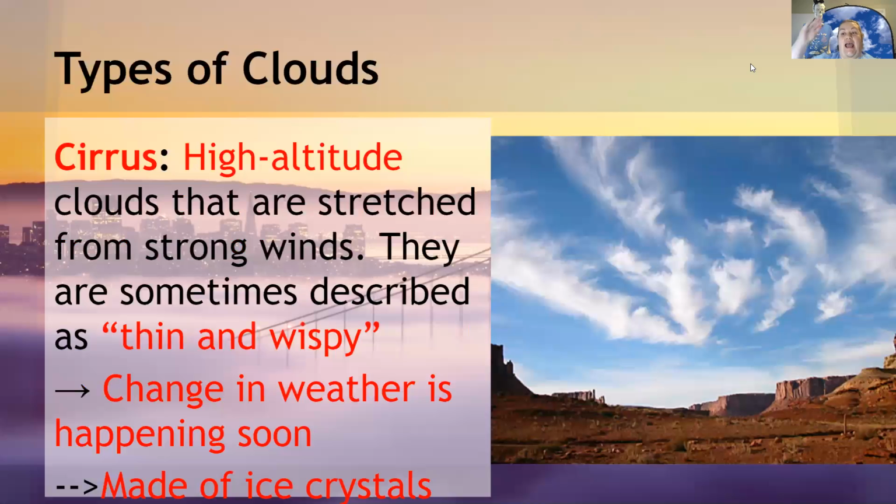Cirrus clouds, going higher up into the atmosphere. Cirrus clouds are those really high altitude clouds, and they're often stretched because of the wind that high up in the atmosphere. So sometimes they're described as thin and wispy. Cirrus clouds means that there is a change in weather that is going to be happening soon. Cirrus clouds can indicate rain coming, or it can indicate worse weather coming. And because these cirrus clouds are high up in the atmosphere, remember the higher in the atmosphere you go, the cooler it gets. Most of the time these cirrus clouds are made of ice crystals.